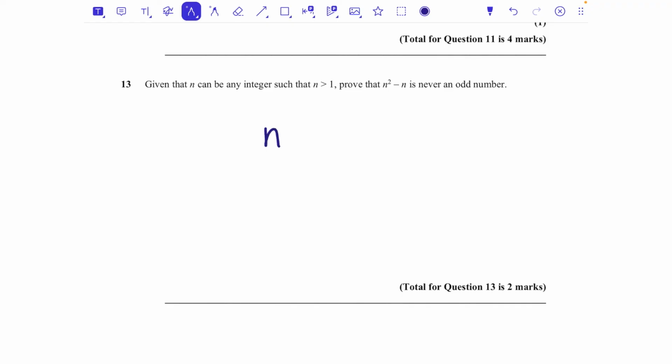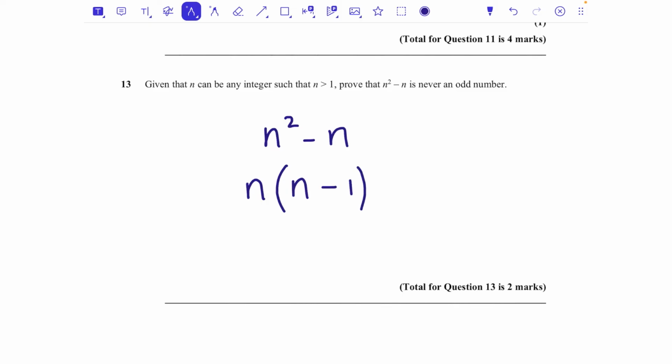So I've got n squared minus n. I'm trying to show that when I square a number and I take away the number itself, it will never be odd. That's really hard to prove looking at it like that. What else could I do with this expression? Well, I could factorise it. Both of these terms have an n in common. I could take n outside and make it n minus 1.